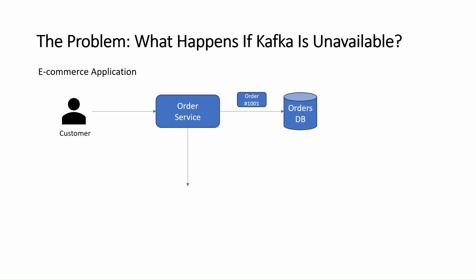A customer places an order and the order service successfully saves the order in the database. After saving the order, the service needs to publish an order created event to Kafka so that the other microservices can continue processing the order. But what happens if Kafka is temporarily unavailable because of a network issue, maintenance, or an unexpected failure? The order has already been saved successfully, but the event cannot be published. This creates an inconsistency in our distributed system.